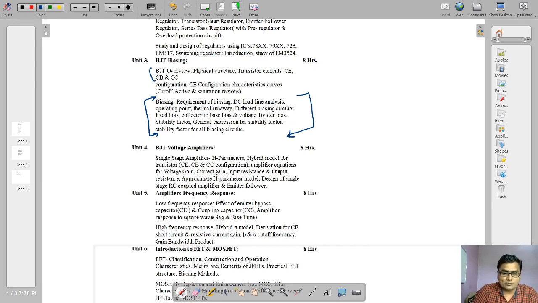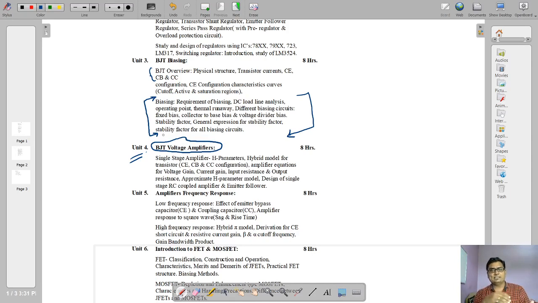So the next chapter, the fourth one, is related to BJT amplifiers. That's why the name of the chapter is clearly written as BJT voltage amplifiers. Look at this, BJT voltage amplifiers. Now in this chapter you will be studying the analysis of a BJT, and then the designing of the BJT. That is the most important part. As we start with BJT voltage amplifiers, first we have to start with its analysis.